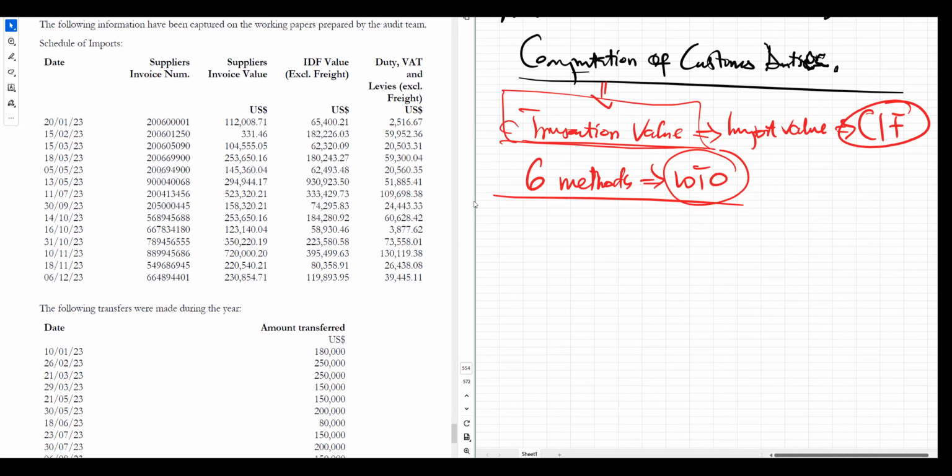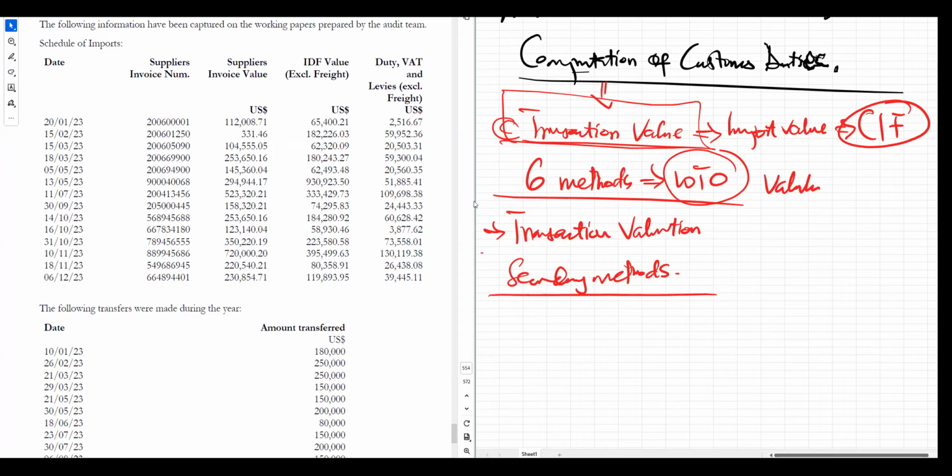So we always start with the transaction method when it comes to valuation. Okay. So we always start with what? The transaction value. So this transaction value, if we know how much we actually paid for the goods in the foreign country before bringing them to Ghana, this is one of the bases for determining what? The duty. If we cannot find them, then there are other secondary methods that we can rely on.